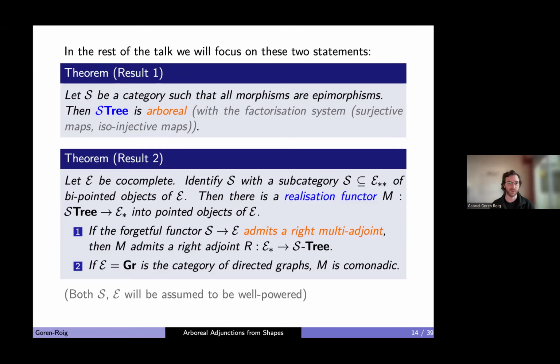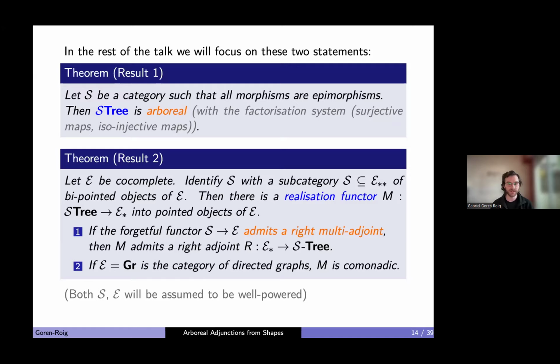So yeah, I'm going to get into the definitions just now. Right, so the second result says we will consider a co-complete ambient or extensional category of objects, which you should be thinking of as directed graphs, although really there is a level of generality here that is still to be completely determined. But of course, it's not just graphs.